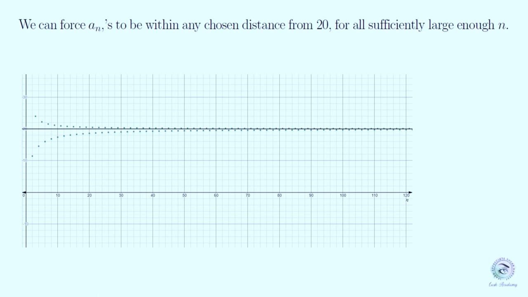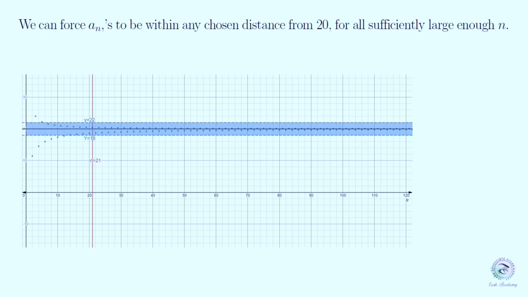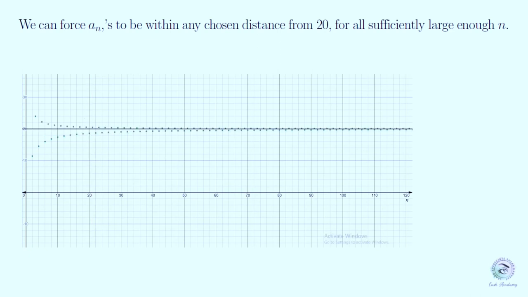Now, let's try to force a_n to be within 2 units from 20. The a_n's that lie between the dashed blue lines y equals 22 and y equals 18 satisfy this criterion. Observe that all the a_n's after n equals 21 fall within this region. Therefore, there exists a sufficiently large n value which forces all a_n terms after that to fall within 2 units from 20.